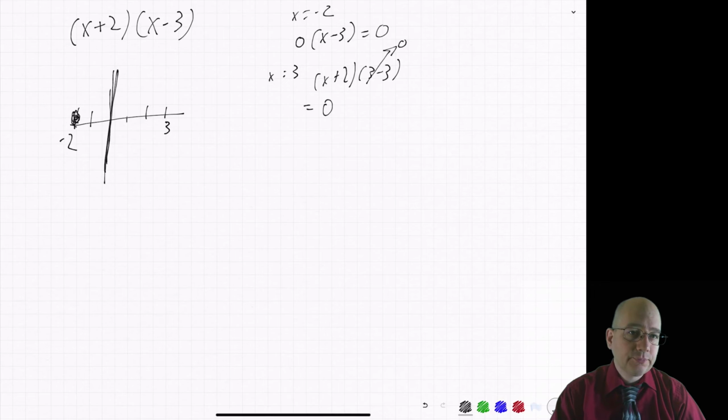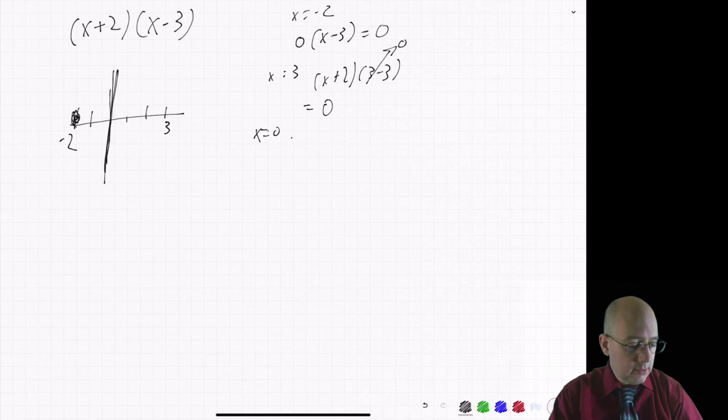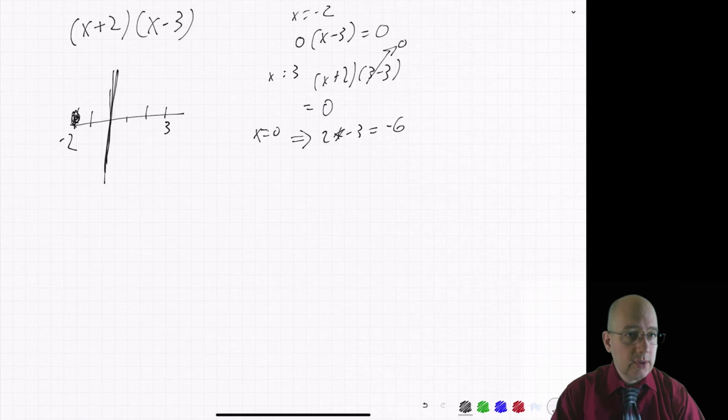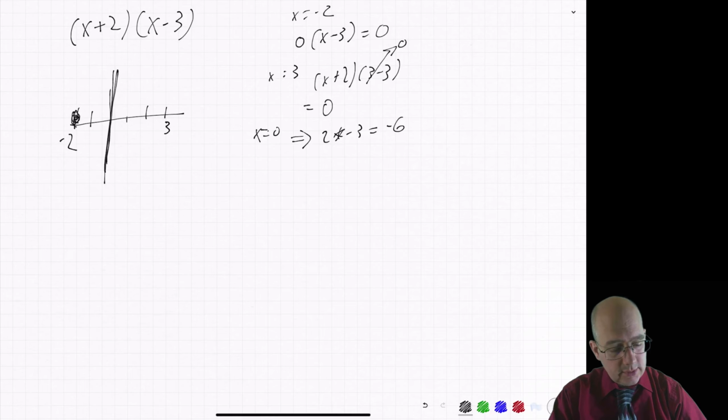Now, what else do we know? Well, we know that x equals 0 leads to 2 times minus 3 equals minus 6. Just plug in 0 for x, you get those constant numbers, right? So that's minus 6. So that's somewhere down here. What else do we know?